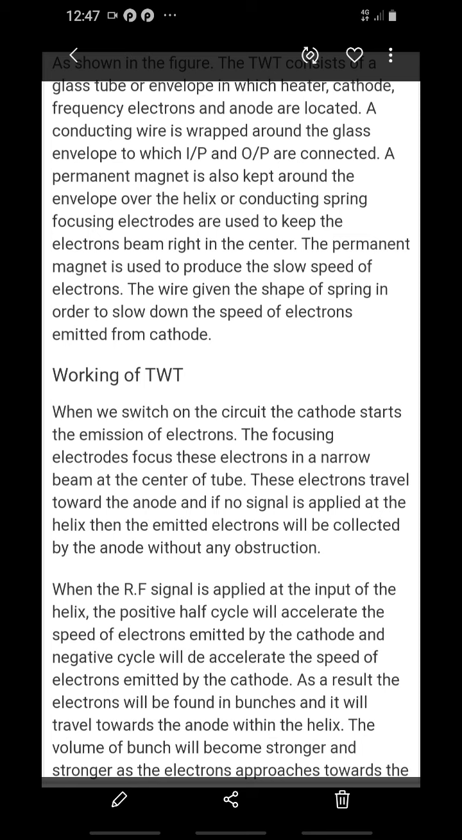When the radio frequency signal is applied at the input of the helix, the positive half cycle will accelerate the speed of electrons emitted by the cathode, and the negative cycle will decelerate the speed of electrons emitted by the cathode. As a result, the electrons will be found in bunches, and they will travel towards the anode.